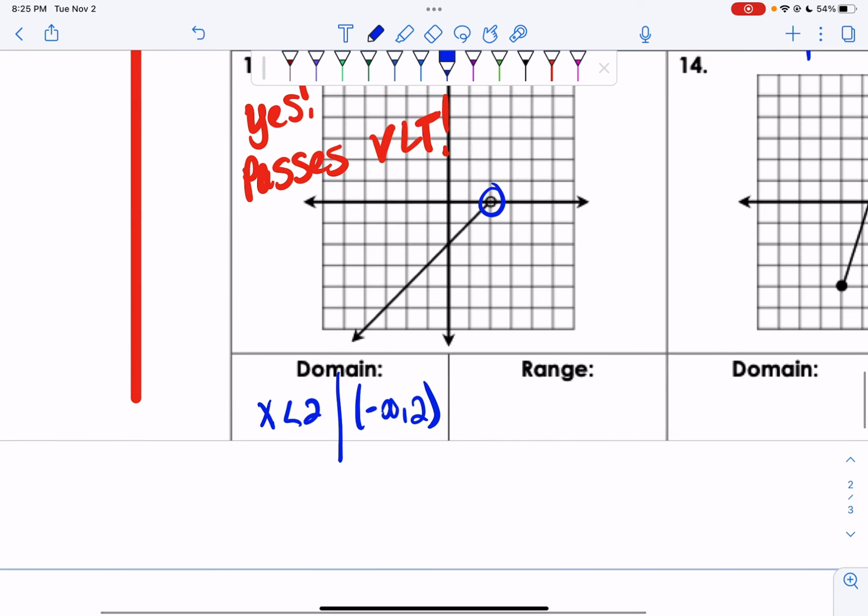My range, though, if you look, the highest value I hit is at 0. And it just keeps on going down forever and ever and ever. So you can see my range is y is less than 0 or negative infinity to 0.